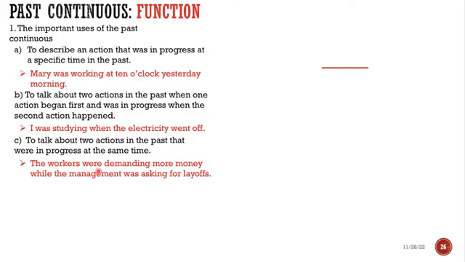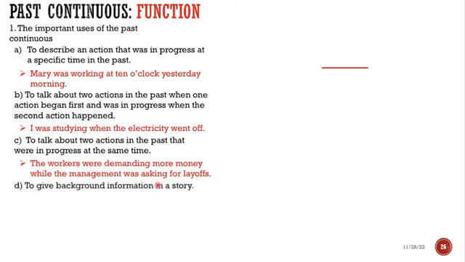Understand, everyone? This talks about two actions, and you focus on were demanding more money, the first action, and was asking for layoffs, the second action. The two actions happen at the same time. The workers were demanding more money, and at the same time, the management was asking for layoffs.